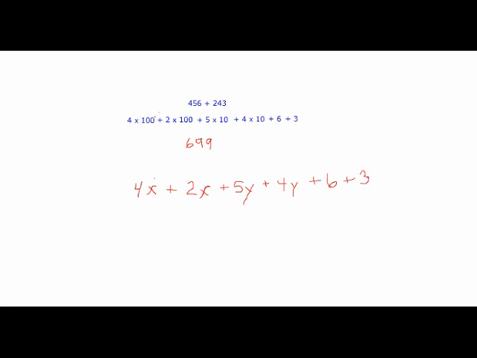And we're going to add the things that look the same together. Right? We have 4 of the hundreds, 2 of the hundreds, where we have 4 of the x's, 2 of the x's. So we have 6 of the x's. And we have over here 5 of the y's plus 4 of the y's. That will give us 9 y's. And over here we have 6 plus 3, and that is just 9.